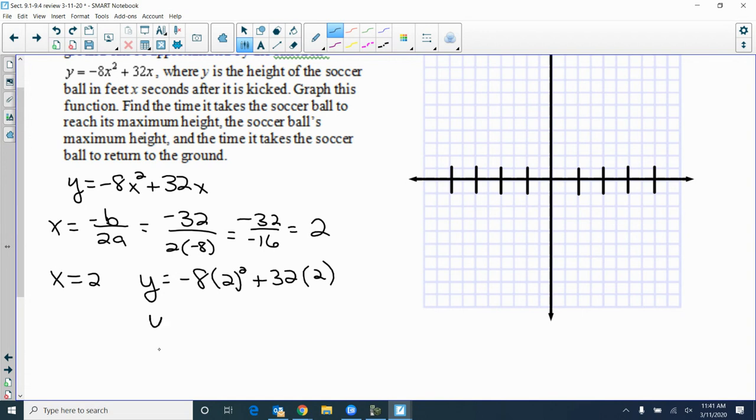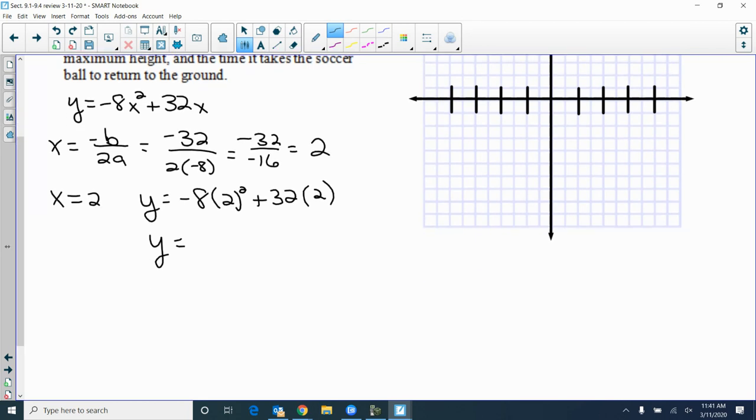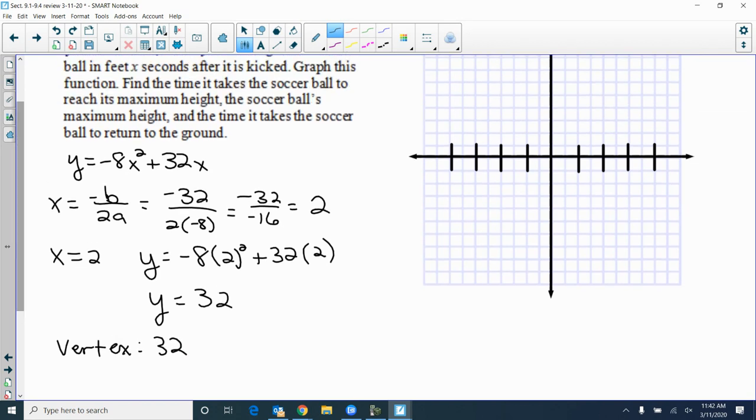Braden, what'd you get for that? Did you get a y value yet? I'm currently working on it. All right, I'll wait. We'll see what Leighton had and see if you agree. Leighton says 32. I got 32. Okay. Do we agree? All right, so you got 32. So your vertex is 32. All right, let's look at the questions.